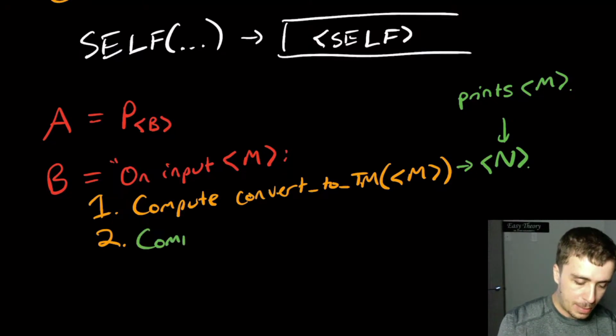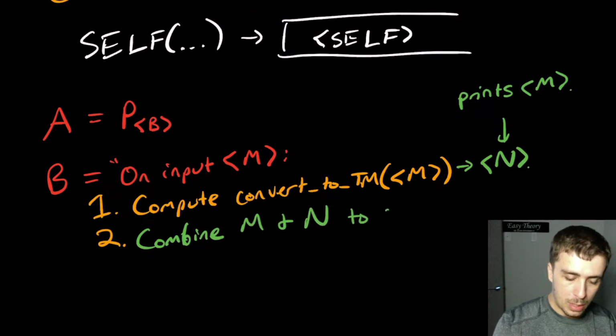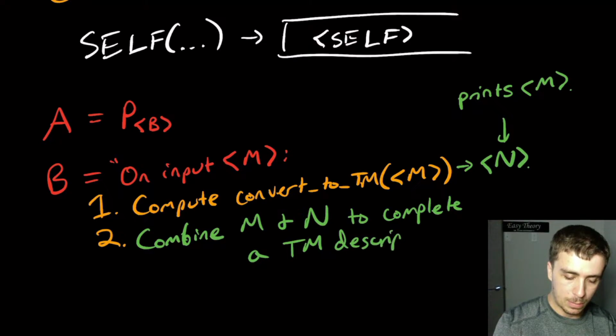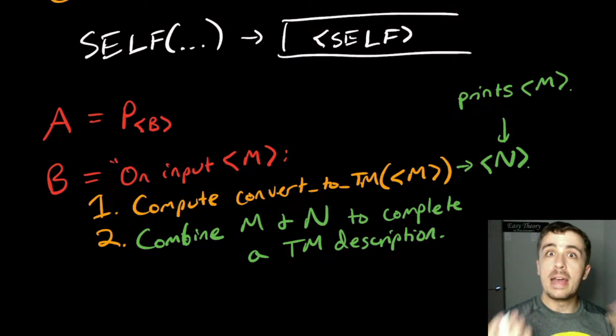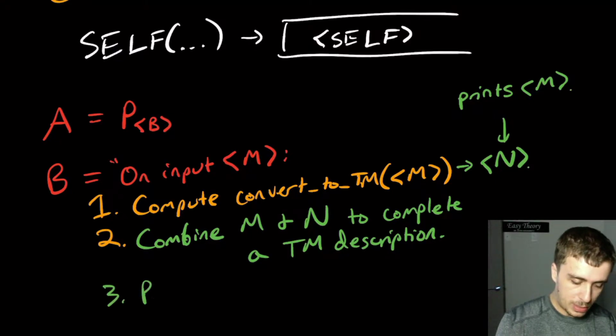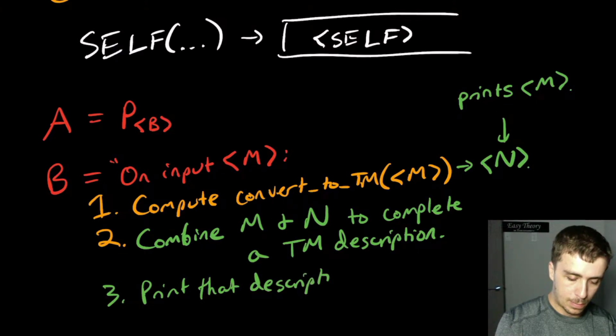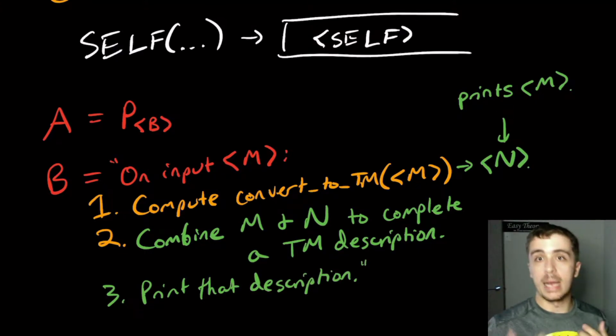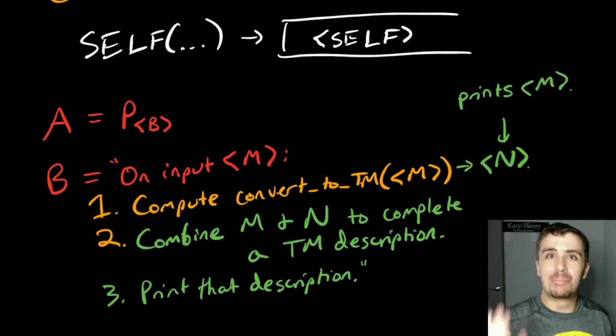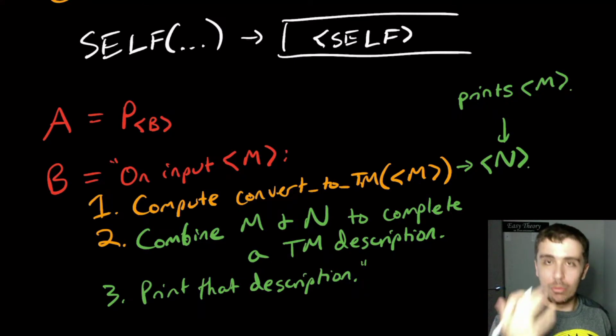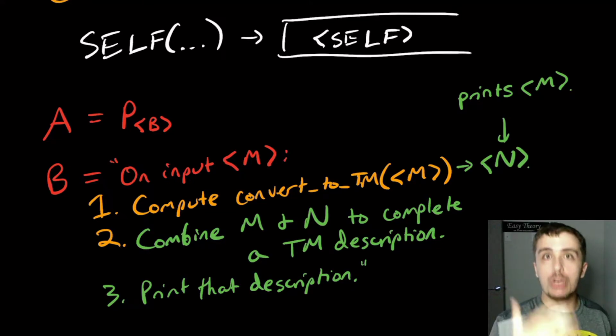So all we're going to do is combine M and N to complete a Turing machine description. And then we're going to print that description. Okay, so you may think, how does this possibly work? What we're going to do is work through why it actually works next.